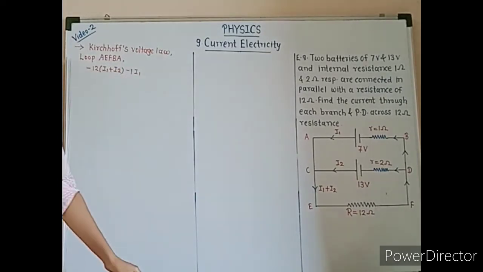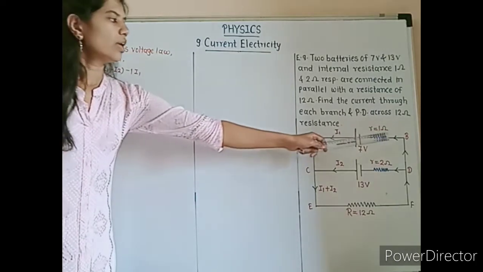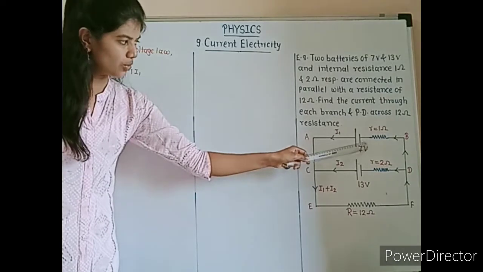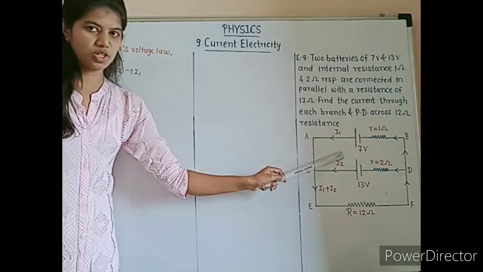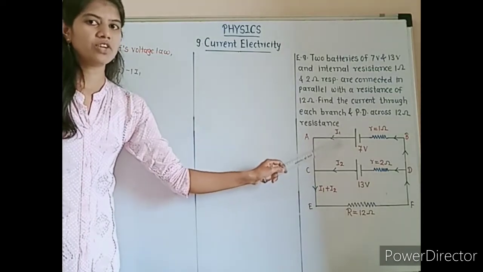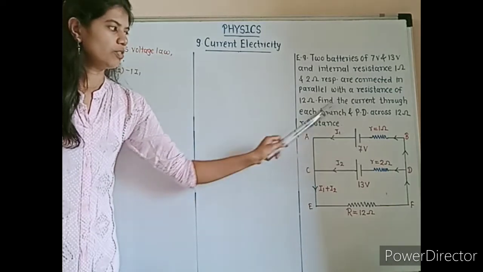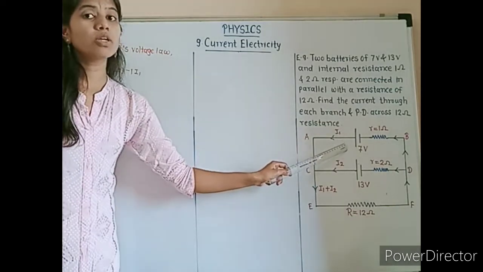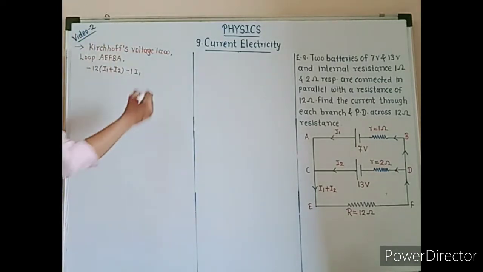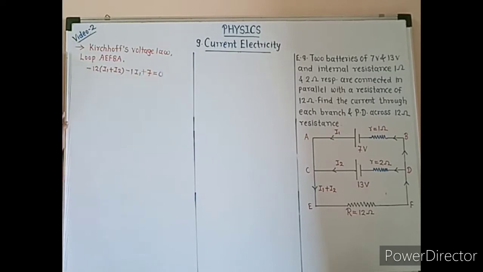Now the EMF of the battery. Consider this battery. Now we are tracing the loop from B to A, that is from the negative terminal of the battery to the positive terminal of the battery. And according to the third sign convention, when we trace the battery from negative to positive terminal, the EMF of the battery is considered to be positive. So here we get plus 7 volt. So here we get plus 7 is equal to 0.